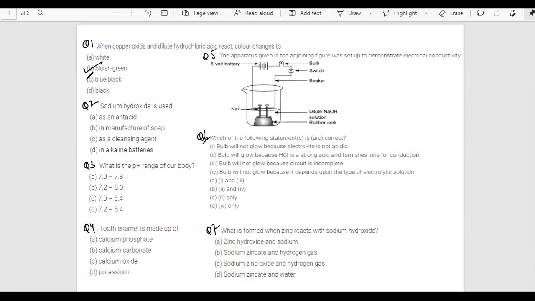Okay. Because when copper oxide Cu2O reacts with HCl, it gives you CuCl2, copper chloride, plus water. And due to the presence of this copper chloride, it has a greenish color.